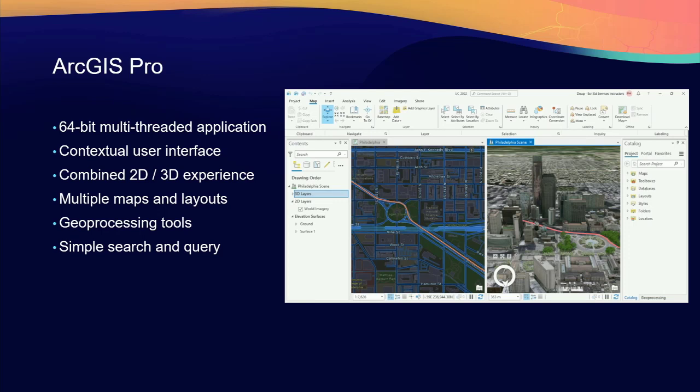Also within ArcGIS Pro, you're able to combine that 2D and 3D experience. So for instance, you can have your 2D maps as well as have your 3D scenes. In this instance that we see on the slides, it's just going to be a map of Philadelphia and a 3D scene of some of the buildings in downtown Philadelphia.